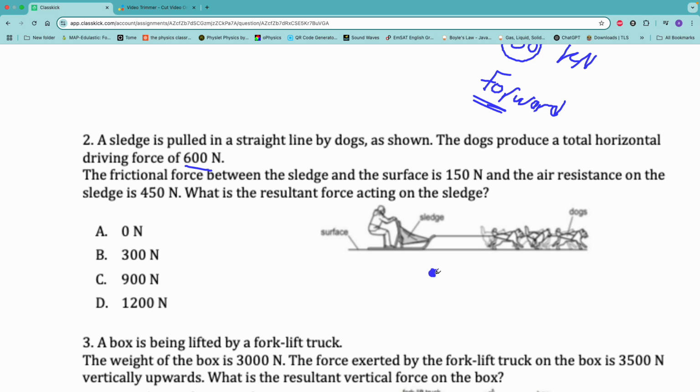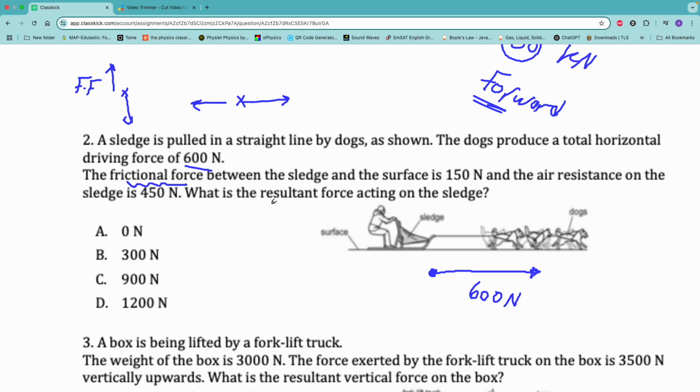So if we need to use a free body diagram to represent what forces we have here, this will help you simplify understanding the situation. 600 Newton. The friction force, we know that friction force is always opposite to the direction of motion. If the motion is forward, friction force is backward. If the motion is downward, friction force will be upward. So they are always in two opposite directions, because we know the impact of friction force. It slows down the speed of the motion.